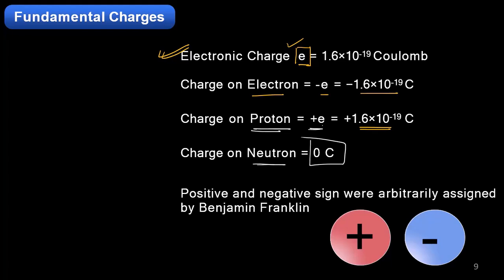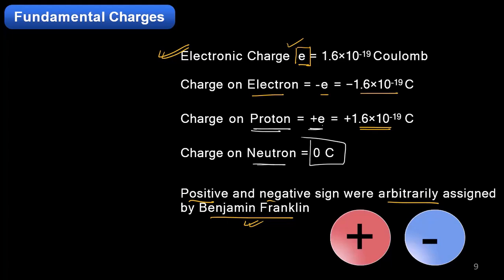Electronic charge. Now this charge is treated as either positive or negative, but these positive and negative signs were arbitrarily assigned by Benjamin Franklin. He said that the electron is assumed to be the negative charge and the proton is assumed to be the positive charge. There is no significance inside that. The only thing is that he arbitrarily assigned one particle as positive and one particle as negative.